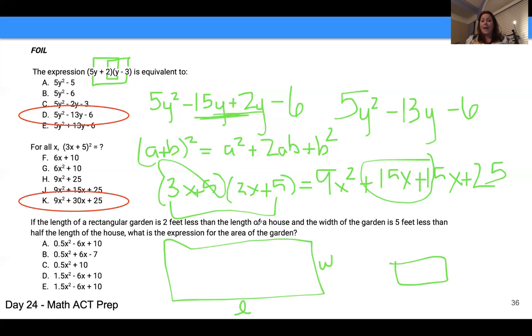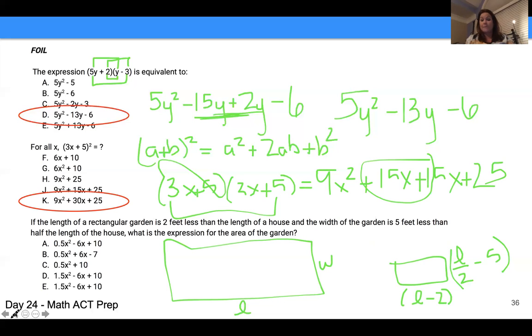So the length of the rectangular garden is 2 feet less than the length of the house. So it will be length minus 2. The width of the garden is 5 feet less than half the length of the house. So the length divided by 2, okay, minus 5. Here's my other one. I have 2 binomials. We know the formula for area of a rectangle is length times width, so we need to multiply these two together. So let's do that, okay?